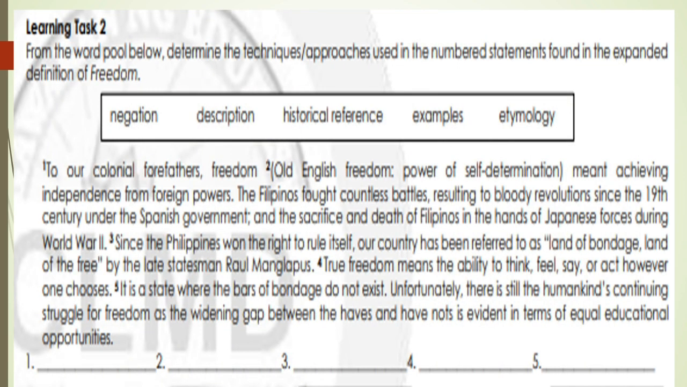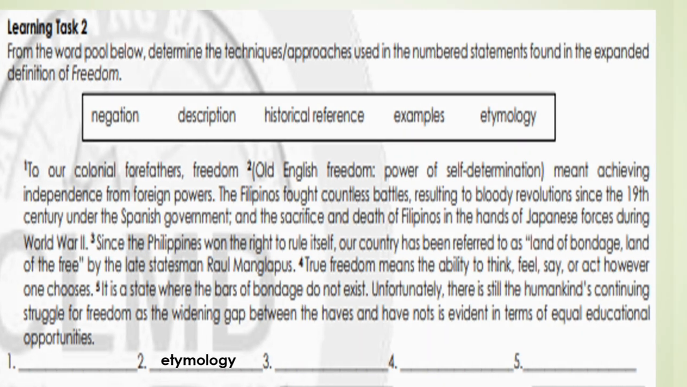In Learning Task 2, from the pool of words below, determine the techniques or approaches used in the numbered statements found in the expanded definition of the word freedom. Here, let us try to answer number 2. The word freedom is defined as power of self-determination, and it came from Old English. The technique used here is etymology.